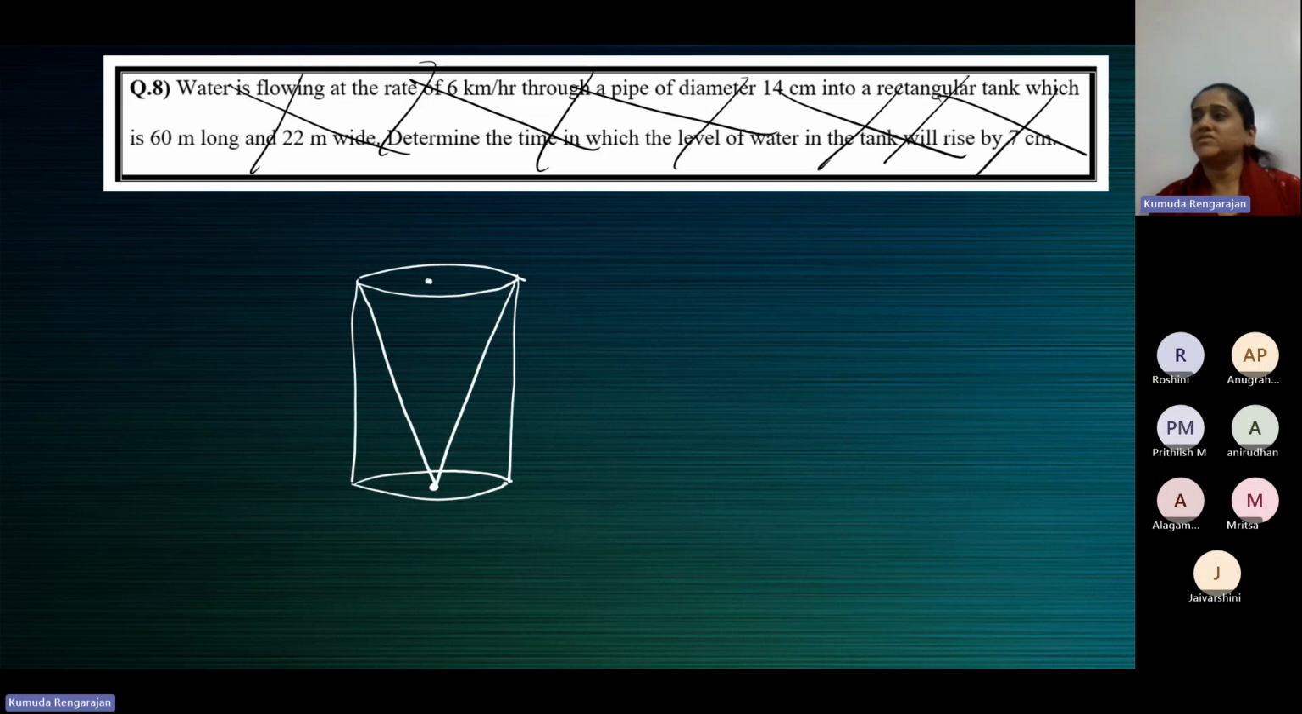Now, for example, say you start with painting the base. What's the area of the base? Pi r square. You will paint that. Next, where will you paint? Say you paint the CSA. So what's the area of that one?